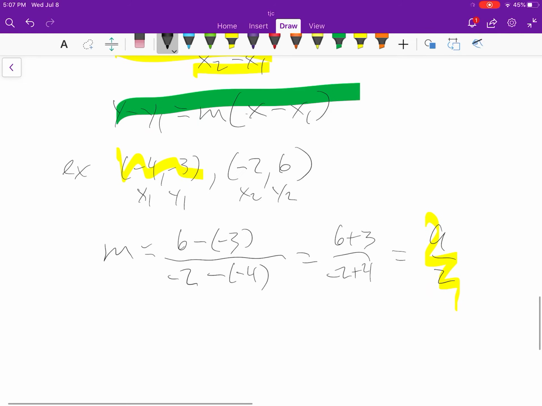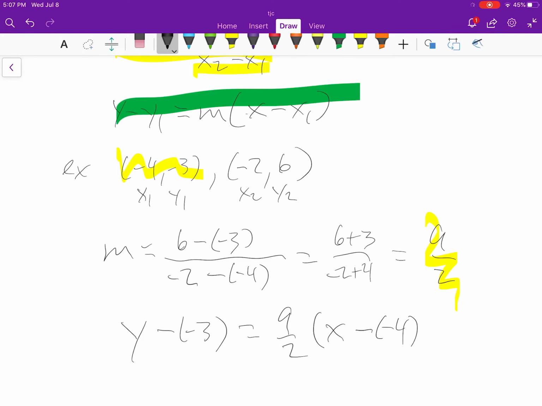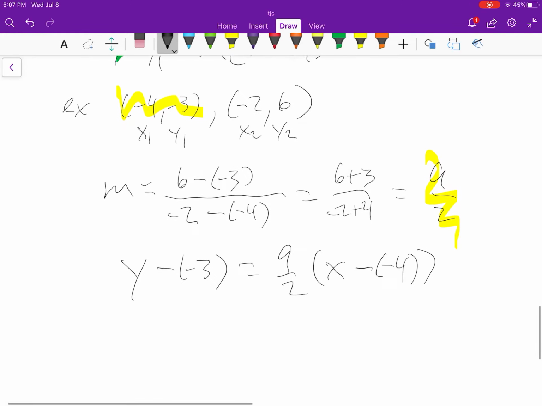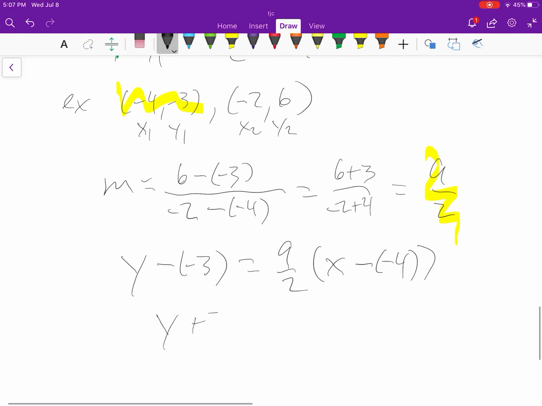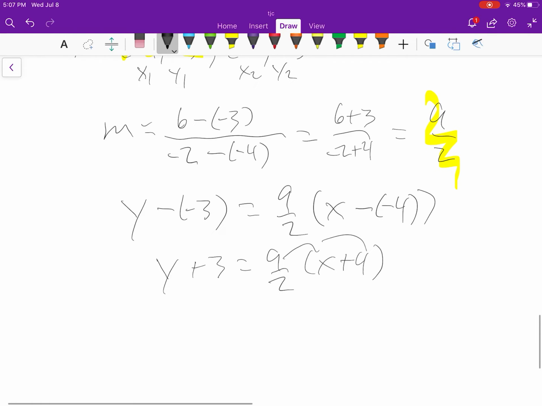So y minus y1, which is minus a minus 3, equals the slope, which is 9/2, times x, and again we have a double negative because there's 2 negatives, minus a minus 4. Now we'll change those double negatives to pluses. We get that. Then we're going to distribute the 9/2 to both of those. At this point it's similar to the problem we did above.